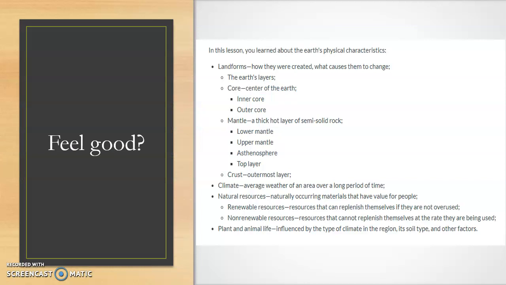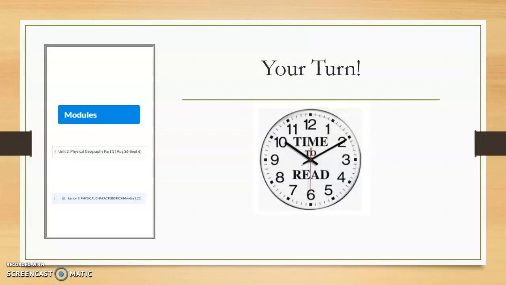So here are the main highlights for today. We talked about the landforms and how water and all of that affects climate. We talked about the Earth's layers, the core, the mantle, the crust. We talked about what climate is, the natural resources, what they are, and the difference between renewable and non-renewable. And that is the lesson in a quick overview.